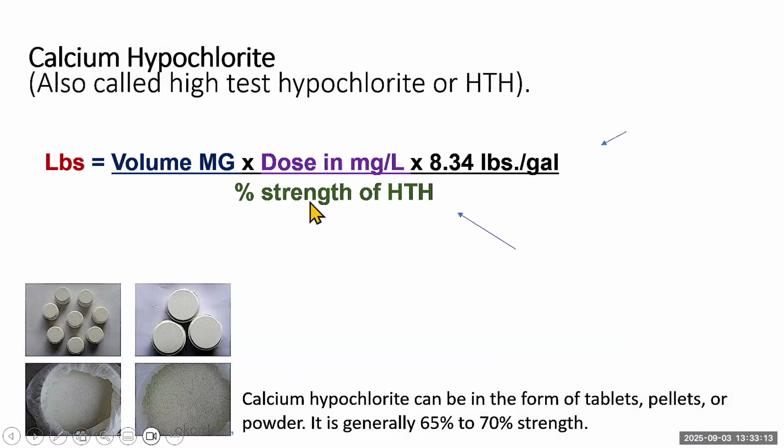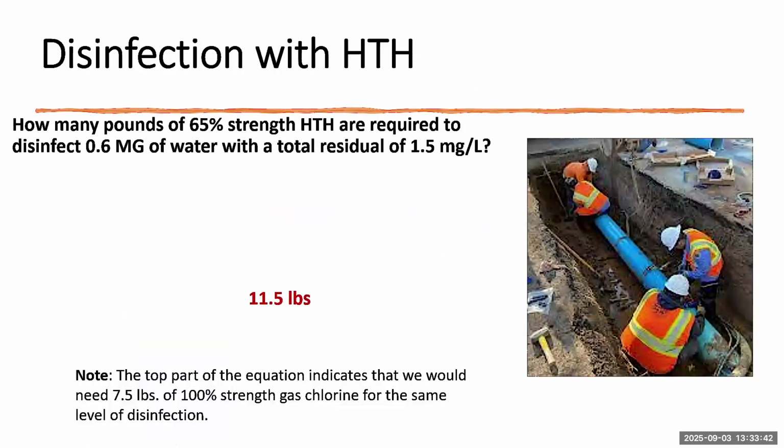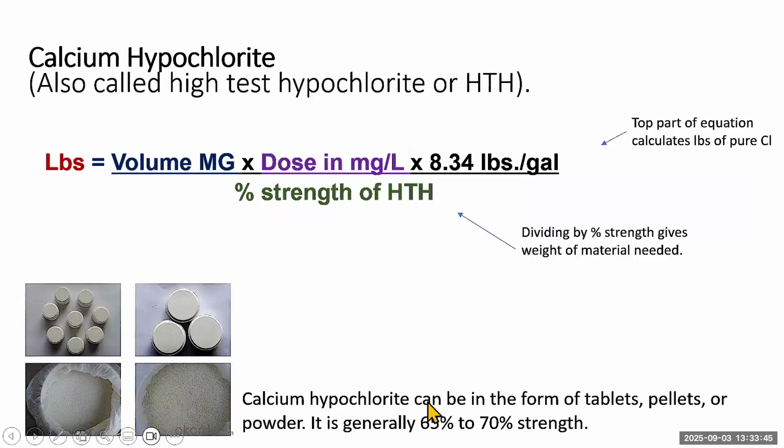Both calcium hypochlorite and our liquid chlorine are going to be at concentrations less than 100%. So we're going to have to take that into account by dividing by the percent strength that we're given. The top part of our equation is going to give us the pure chlorine, and then dividing by that percent strength is going to take into account that it's not 100% available. Let's also note that calcium hypochlorite or HTH can be in several different forms: tablets, pellets, powder. I've heard it referred to as pucks.